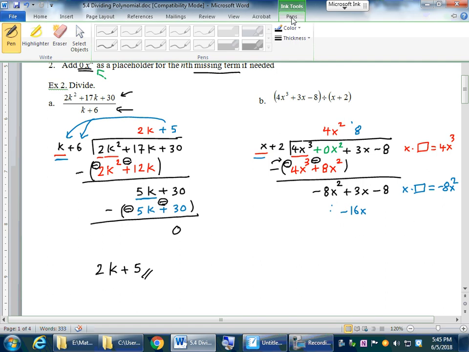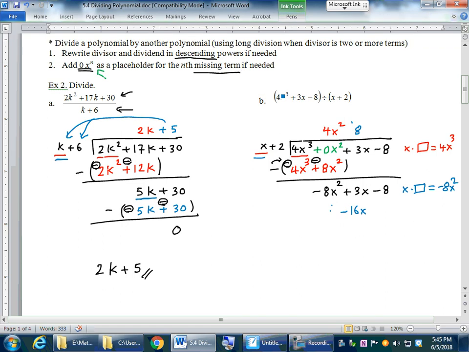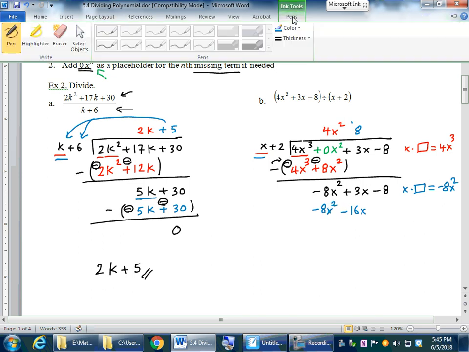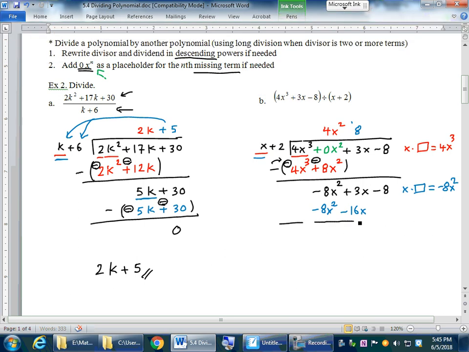Okay, let me rewrite it again. So negative 8x squared. Now, I'm going to subtract it. So when you subtract this negative, it's going to distribute. So negative times negative is positive. Negative times negative is positive. So therefore, negative 8x squared plus 8x squared will be 0. 3x plus 16x will become 19x minus 8.